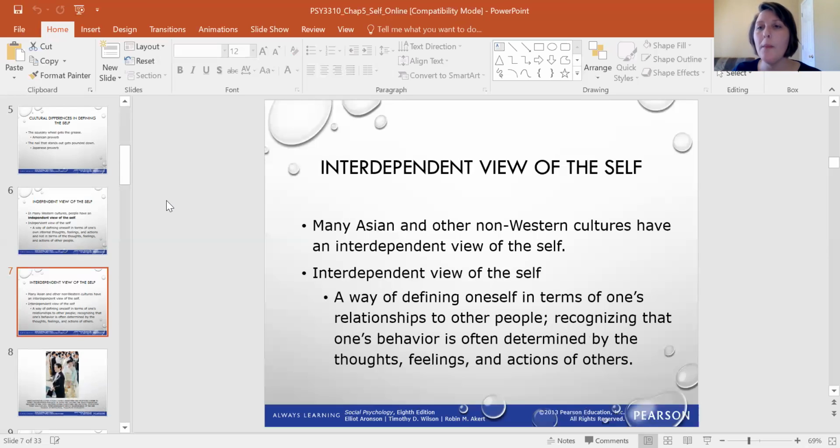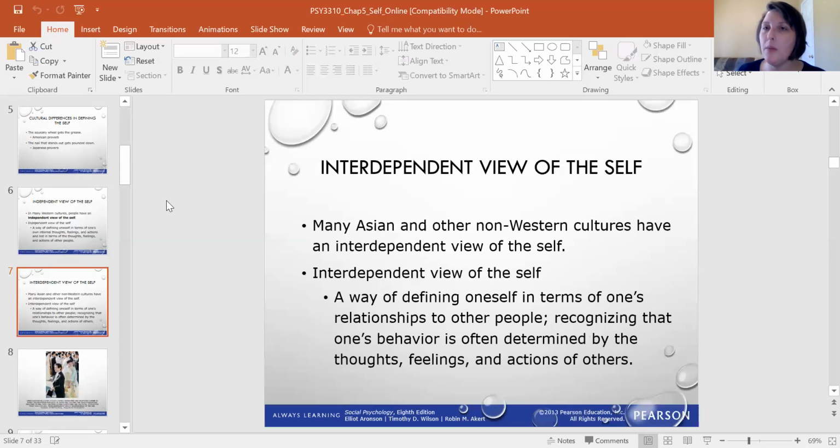And so remember that we're thinking about this globally. So when we talk about independent versus interdependent, we're talking about America as a whole. Let's say Japan as a whole, China as a whole, in terms of culture versus culture. Just because you come from a country that has a culture that's interdependent doesn't mean every single individual is going to take an interdependent view of themselves.